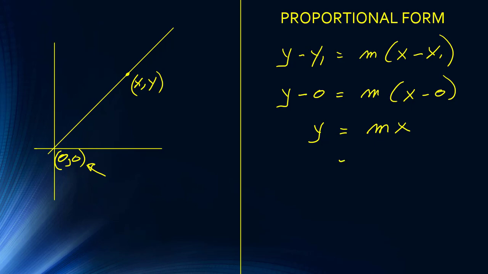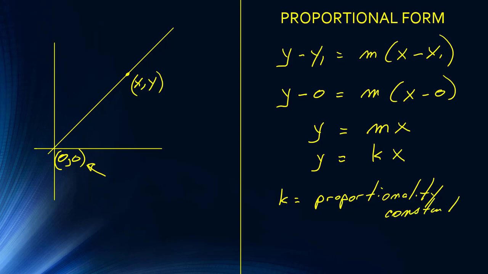Typically, we don't use the letter m in this equation, but we use something else, typically k. And although k is a slope, we kind of differentiate it in this equation from the slope in the other forms, and k is often known as the proportionality constant. Or it's also known as the constant of variation.